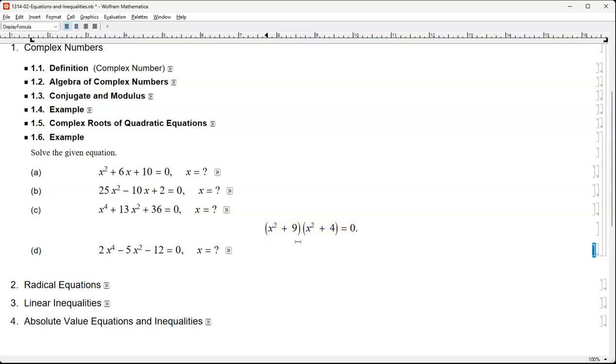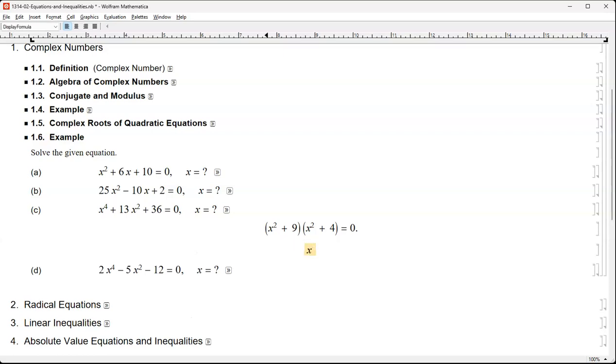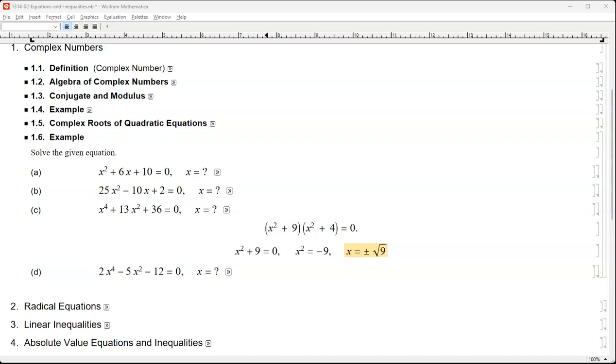and setting x squared plus 9 equal to 0, we get x squared equals negative 9. x is plus or minus the square root of negative 9, but that's the same as plus or minus the square root of 9 times i. And what is the square root of 9? Plus or minus 3i. We get that.